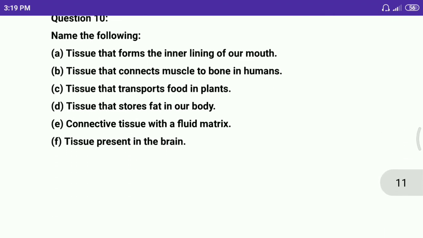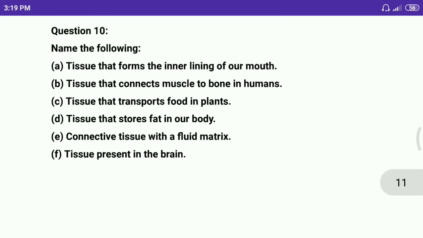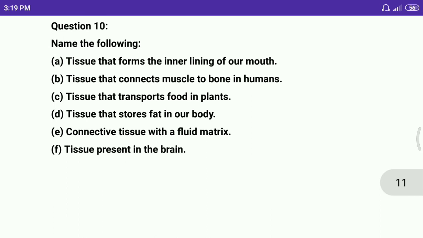Question 10. Name the following tissues. A. Tissue that forms the inner lining of our mouth. B. Tissue that connects muscle to bone in humans. C. Tissue that transports food in plants. D. Tissue that stores fat in our body. E. Connective tissue with a fluid matrix. F. Tissue present in the brain.